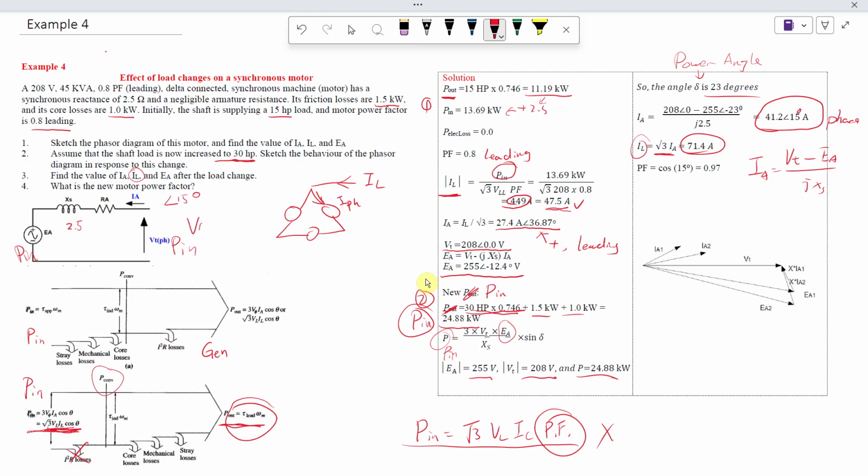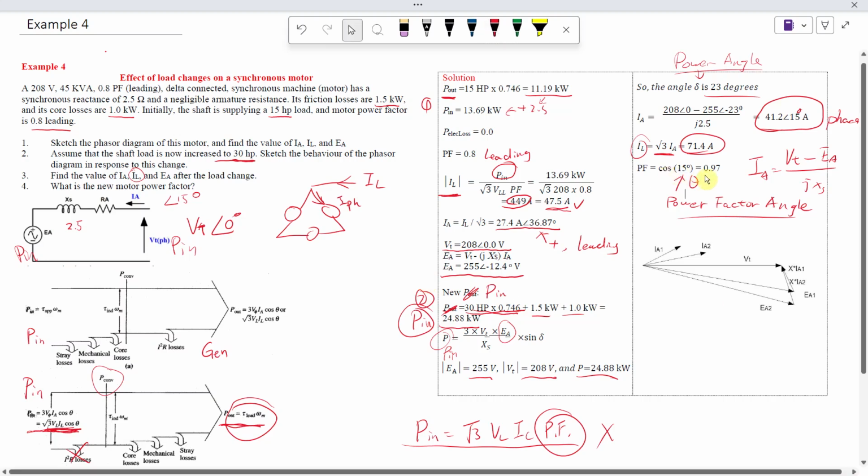This IA has an angle of 15 degrees, and we always assume the terminal voltage has a 0 degree angle. So this angle is called the power factor angle. It's quite similar to the power angle, which is also called the torque angle, but these are two different angles. This one is theta and that one is delta. So this angle is 15, and cosine 15 is 0.97. Then you can draw the diagram like that using all the parameters we got.